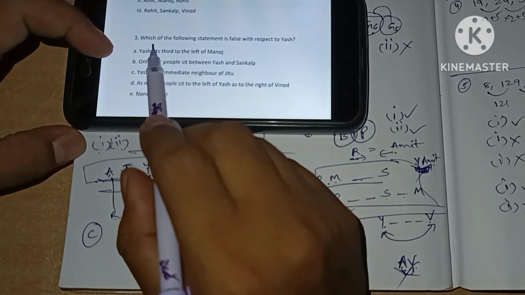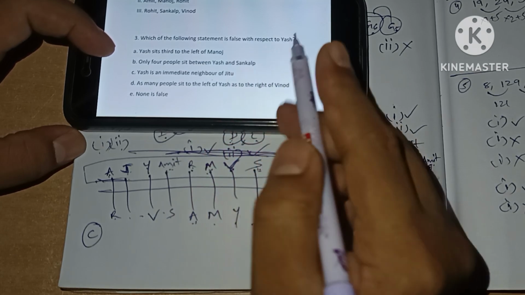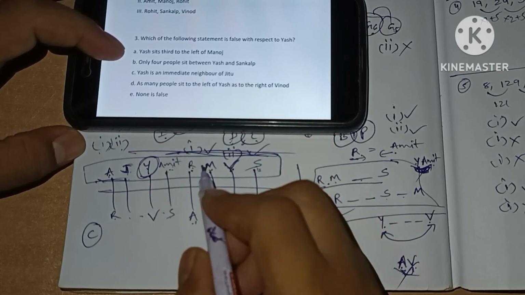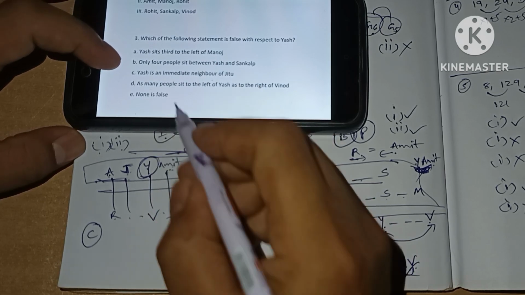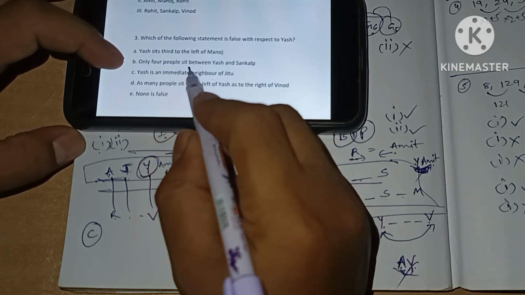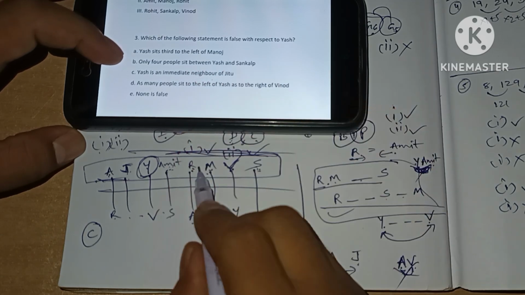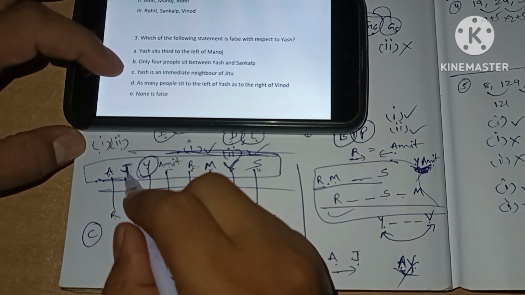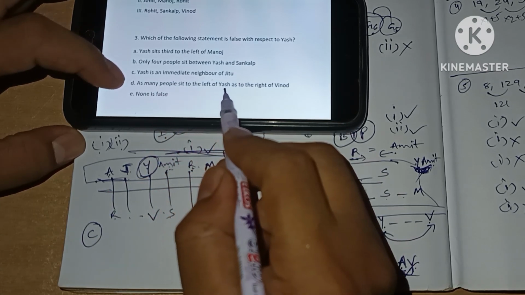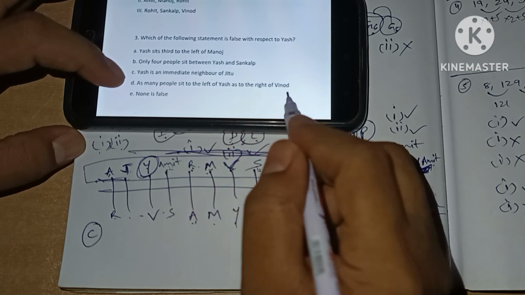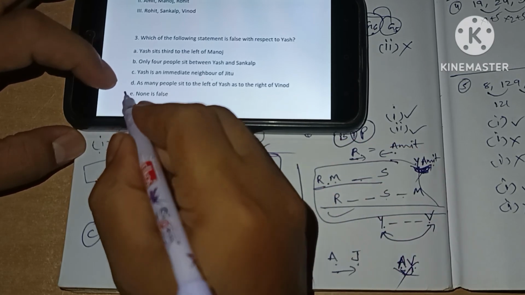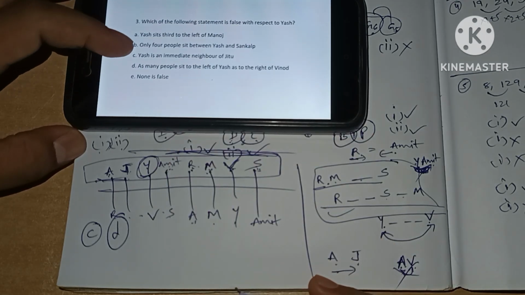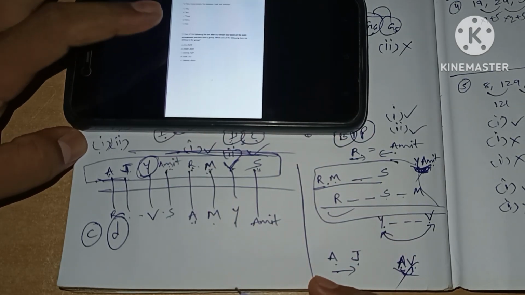Let's see the third question. Which of the following statements is false with respect to Yash? Yash sits third to the left of Manoj. 1, 2, third. The first one is true. Only four people sit between Yash and Sankalp. 1, 2, 3, 4. It is also true. Yash is an immediate neighbor of Jitu. It is also true. As many people sit to the left of Yash as to the right of Vinod: only 1. So the answer is D.